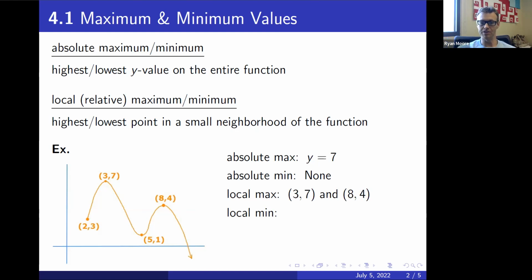So we're going to list them both, and notice that for the local max or min, we give the full point. So we'll say (3, 7) and (8, 4), where for an absolute max, we just give the y value. Now, if people want to list the full point for an absolute max, if you wanted to answer the absolute max is at (3, 7), no big deal. You're giving more information than what's needed. Technically, it's only a y value, but definitely for those locals, we want to know what x values those occur at as well. So give the full point.